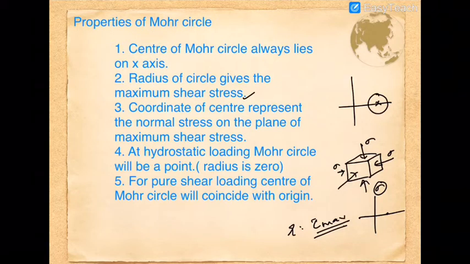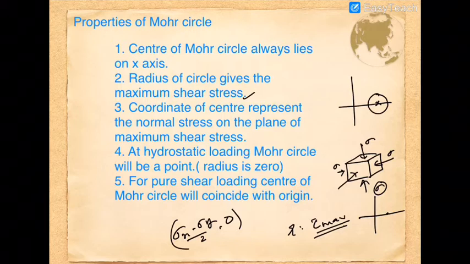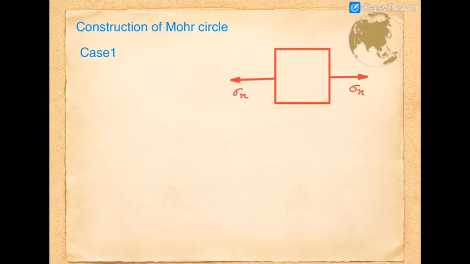Fifth, for pure shear loading, the center of the Mohr circle will coincide with the origin. The coordinate of the center is given by ((sigma x plus sigma y) by 2, 0). In the pure shear loading condition, sigma x and sigma y are both 0, so 0 will be the corresponding coordinate. Now we can discuss the construction of the Mohr circle. Case 1, the simplest form of loading, is uniaxial loading on an isotropic material.